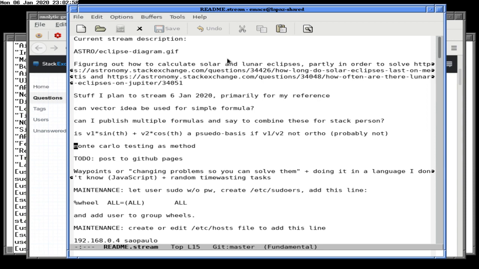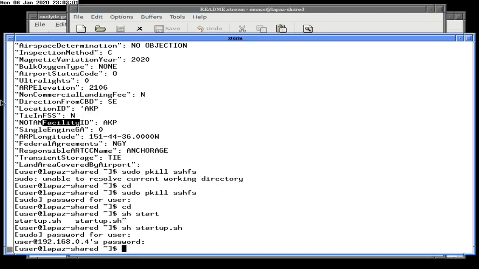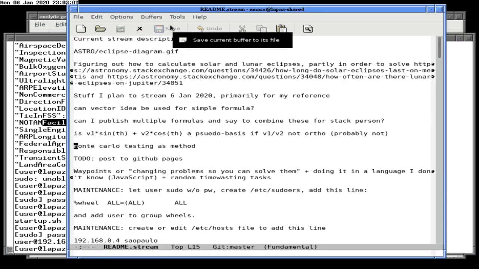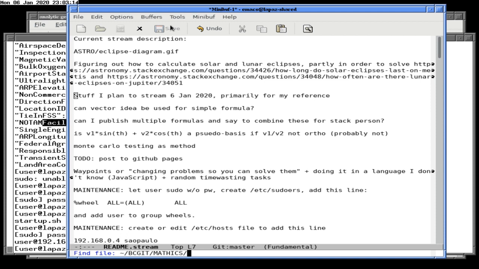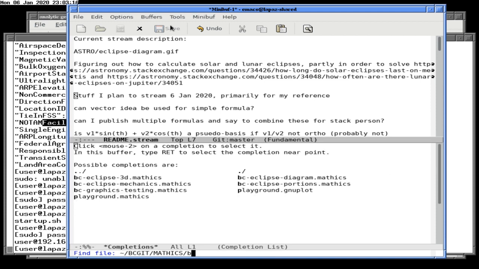Okay, so I think I've now babbled incoherently of what we're going to do, and let's go ahead and do it. All right, so let's get started with the vector idea for a simple formula. I keep saying I'm going to give up on Mathics, and yet I don't quite do it.